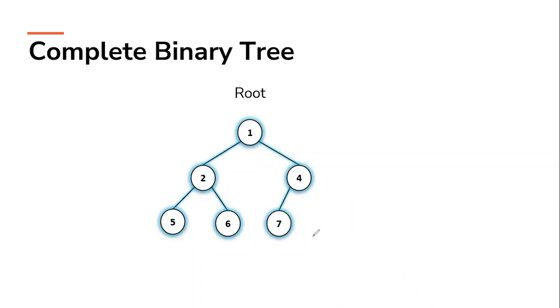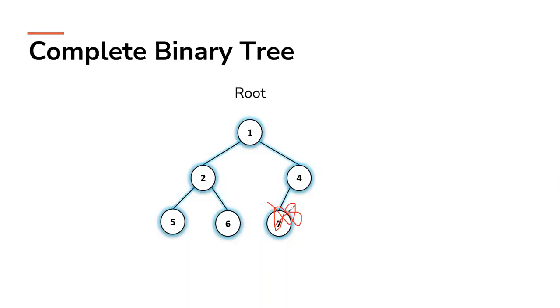Okay, but for example, let us assume 7 is not there. Can I still call it a complete binary tree or not? Can you tell me? Can I still call it a complete binary tree without 7? Yes, exactly, we can call it. Only the last level it is missing, and that too only the rightmost one. Whatever the number of nodes missing, it's not a problem. Okay, filling should be from left to right.